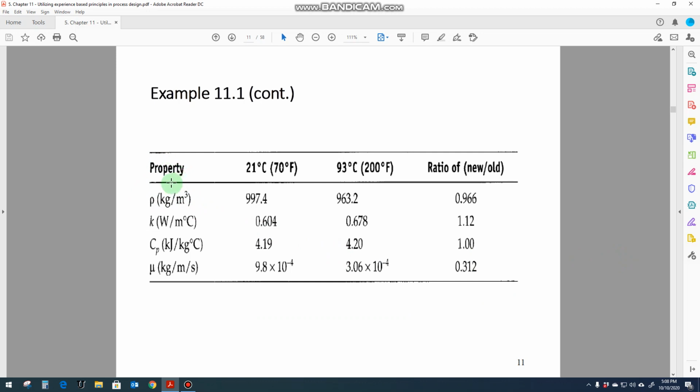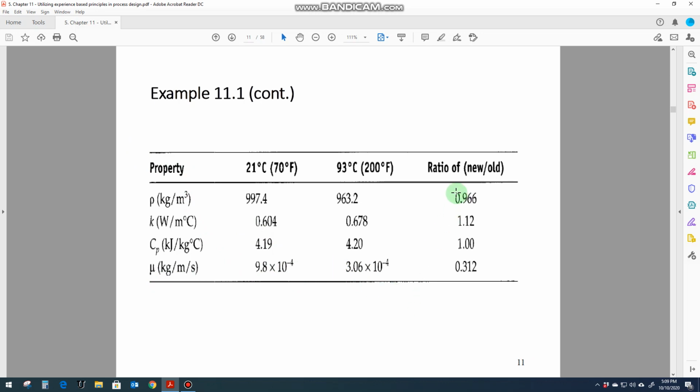So we have properties here, and then we have the temperature here. Now we can get the value for the density at 21 degrees centigrade. Similarly, we can have the value for the density at 93. We can have the value for the heat transfer, sorry, thermal conductivity at these two temperatures. We have the value for the Cp at these two temperatures, and then we have the value for the viscosity at these two temperatures.